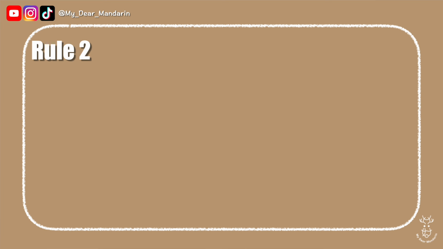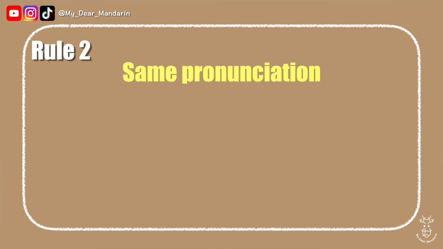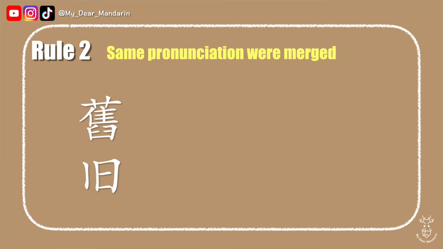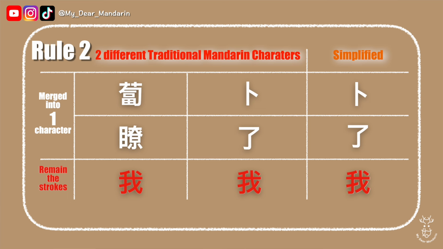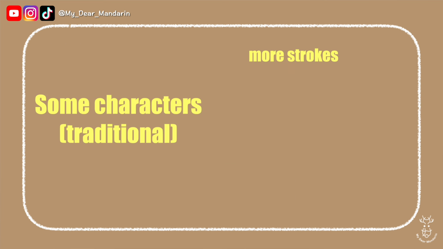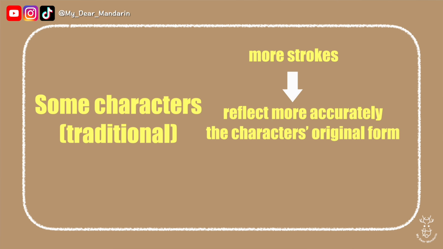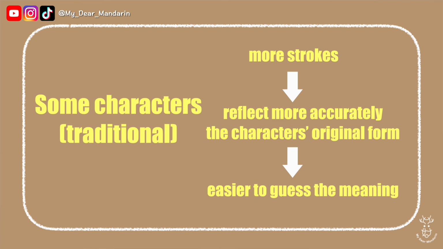For some characters with the same pronunciation, they were merged and left the characters with the simplest form. But actually, not every character in simplified characters simplified strokes from the traditional ones. Still, many of them remain their traditional strokes. And some characters with more strokes in traditional version can reflect more accurately the original form of the character, which means it's easier to guess the meaning of the character.